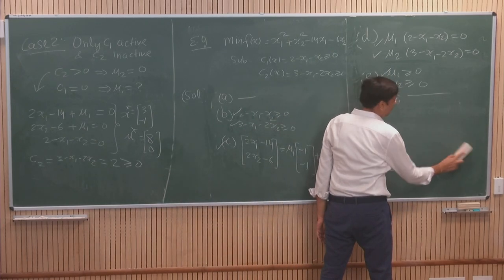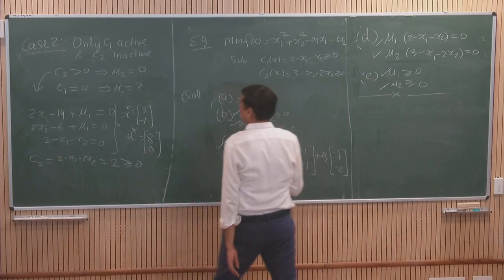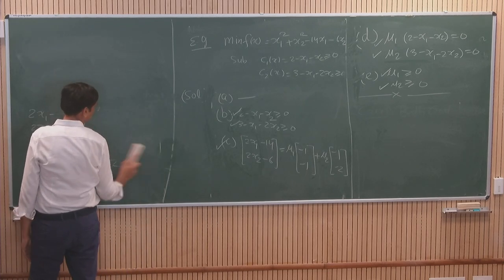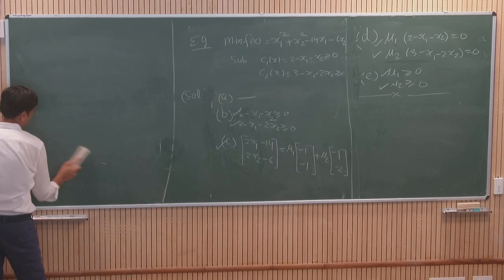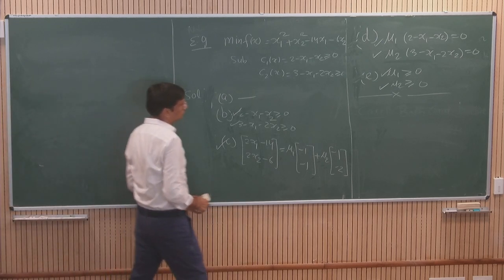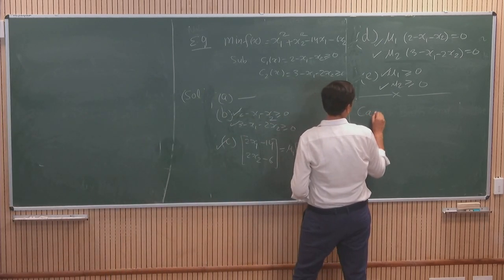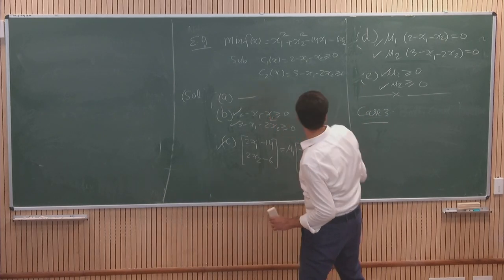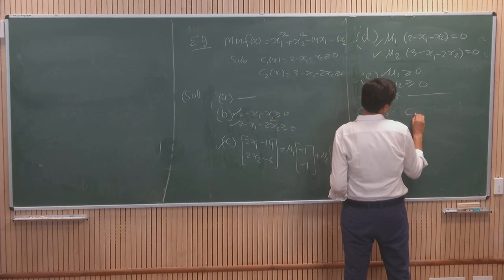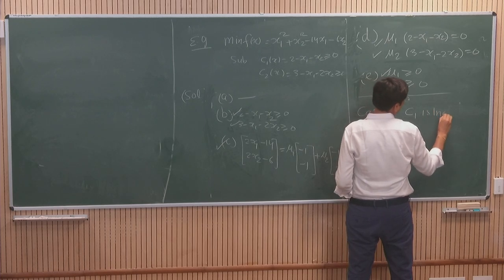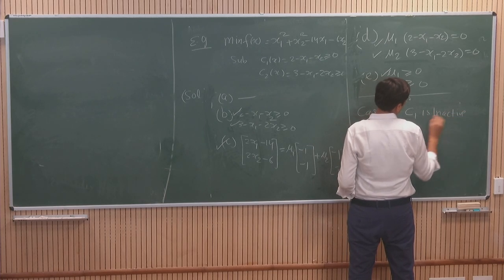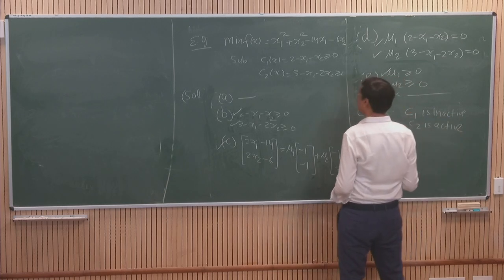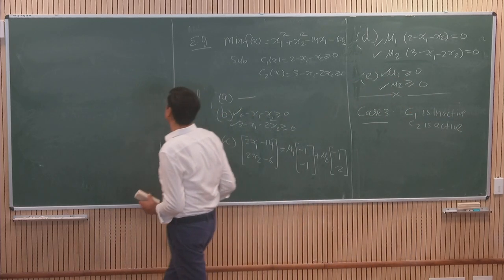Why don't you guys do the case 3? Tell me that. So we switch the other one, case 3 we'll say. In that one, C1 was active, no? So in this one we'll say C1 is inactive and C2 is active. Tell me if you get a candidate for minimizer or not.